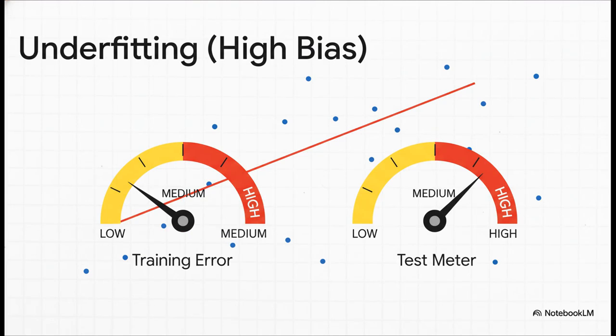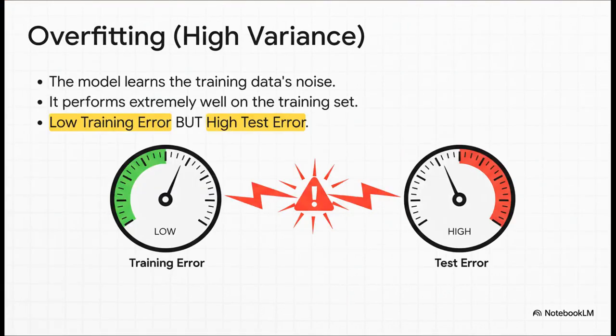So what does underfitting look like in practice? Well, it's kind of obvious, actually. The model is just bad everywhere. It's too simple, so it can't capture the underlying trend. This means you get high error on your training set and you get high error on your test set. It's failing across the board. Now, overfitting. This one is sneakier. This is the model that looks like a total genius on your training data.